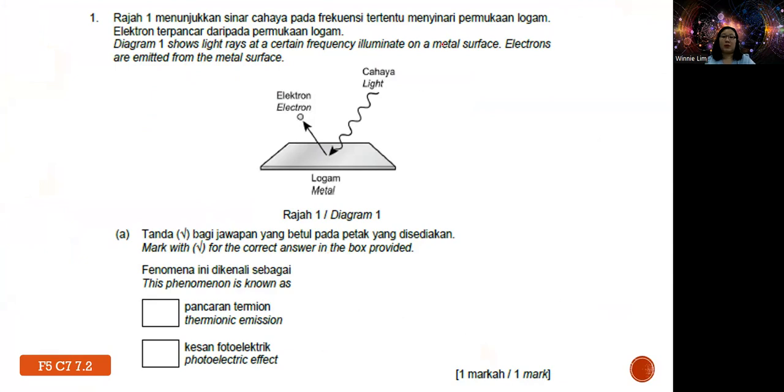So as you can see, when this light, which is actually referred to as photons, strikes the surface of the metal, the metal will have a lot of electrons, and the electrons are emitted out, as you can see from the diagram. So this phenomenon is known as the photoelectric effect. Now, what is thermionic emission? Thermionic emission is the release of electrons from heated metal. So if there is a metal surface like a filament, when you heat it up, the electrons are emitted, and this is called thermionic emission. But for this case, we call it the photoelectric effect.